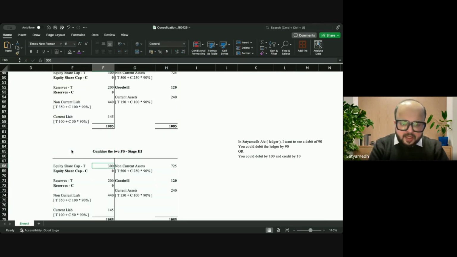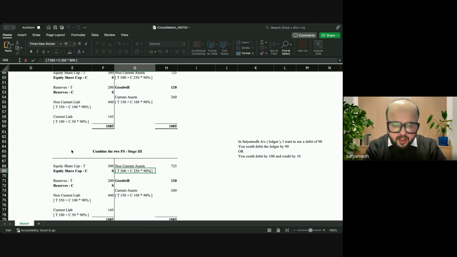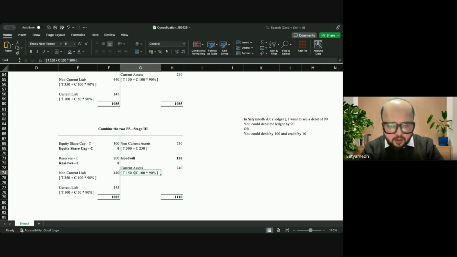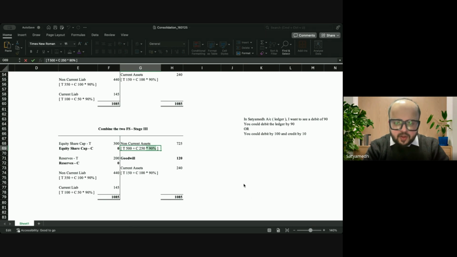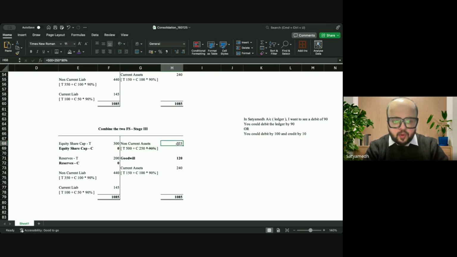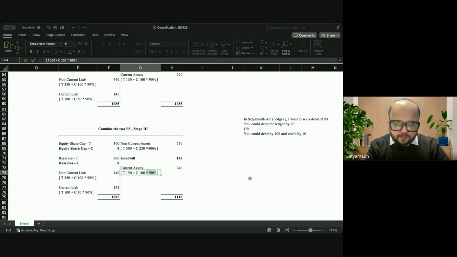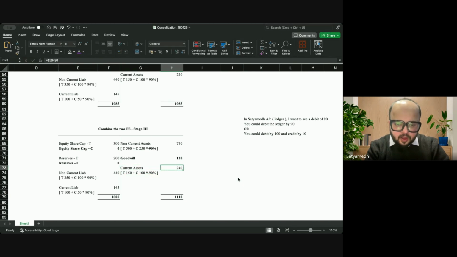Stage 3, ये सब ठीक है, but instead of 250 into 90%, I'm going to do just 250. This will become 750. Goodwill 120 रहने दो. Here, so let's do one thing. This I am cancelling out, है ना? So let me strike this through. Better समझेगा आपको. Now this becomes 750. Goodwill को रहने दो. Here, this becomes 150 plus 100, 250. ठीक है.